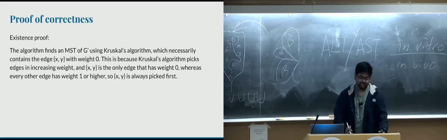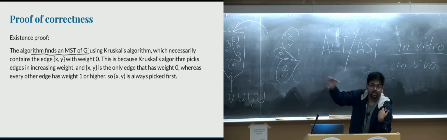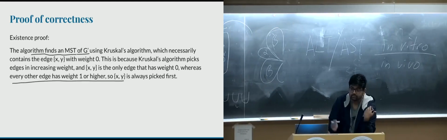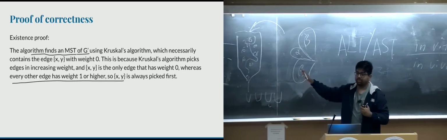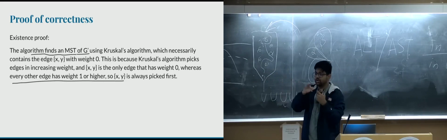So how will we prove the existence property? The algorithm found an MST of G prime using Kruskal's, which necessarily contains the edge XY with weight 0. Why? Because that is the first thing it will pick. So the edge with weight 0 will always be there in the MST, given that all the other edges have weight 1 or higher. So first thing achieved, right? The existence property is there, because the 0 edge will be picked first and we just have to remove the 0 edge in the end.